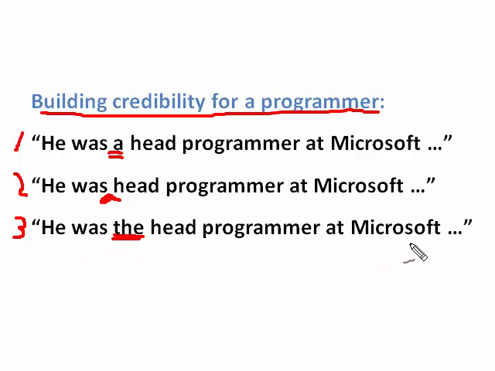Now our final statement is he was the head programmer at Microsoft. Here we have moved from being a part of a group to dropping the group, indicating as though he was the only head programmer at Microsoft. In other words, he was the person to go to. And so we see, therefore, that by going from "a" to dropping the "a" to adding "the", we have actually boosted the prominence and the image and the credibility of this programmer.